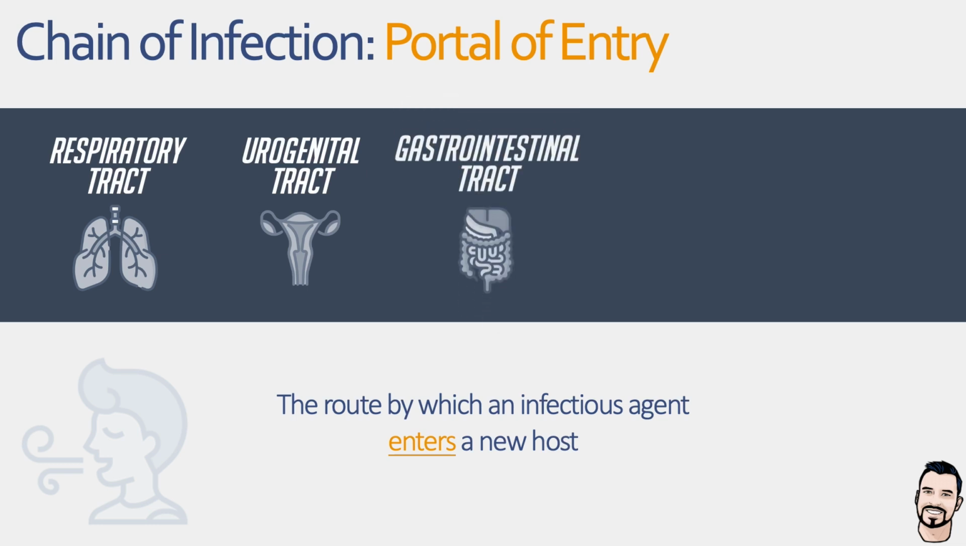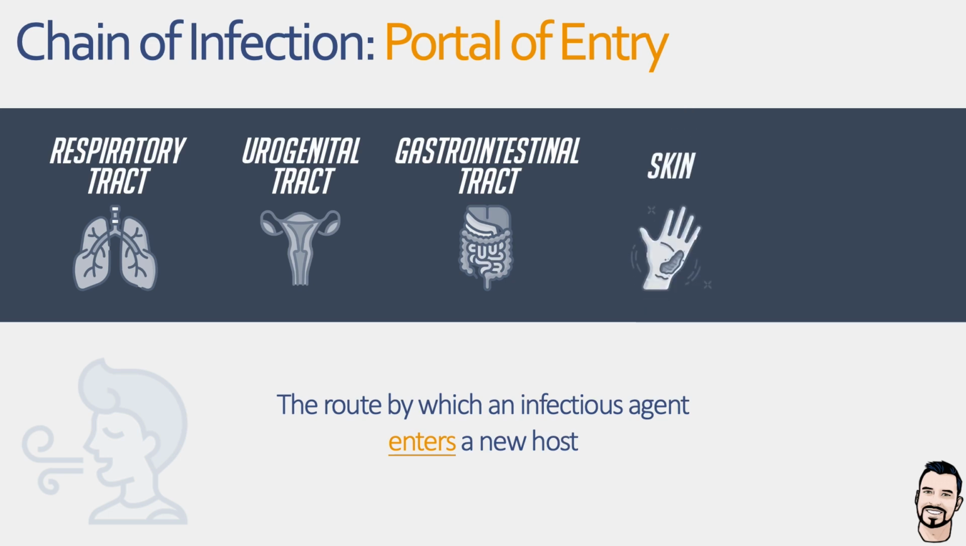Next, we have the gastrointestinal tract, which extends from the mouth all the way through to the colon and is another major portal of entry. Infection usually occurs through ingestion of contaminated food or water and is closely linked to fecal-oral transmission. Common examples here would include something like Salmonella typhimurium, Vibrio cholerae, and norovirus.